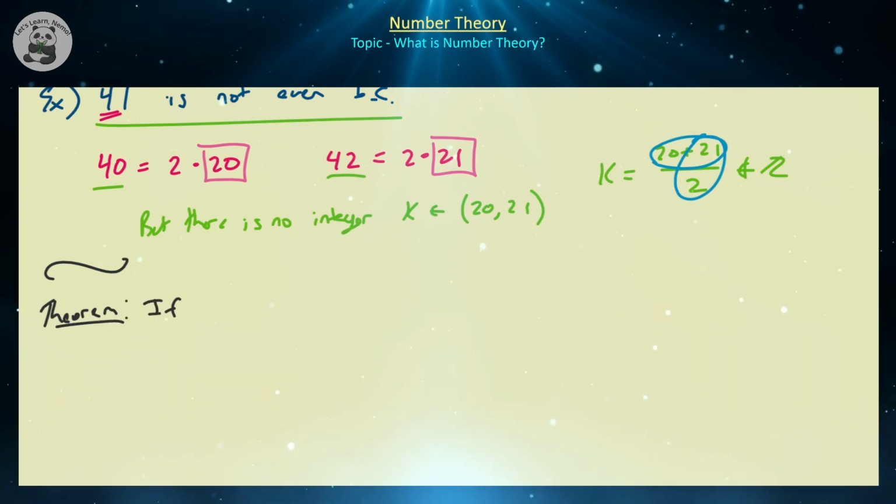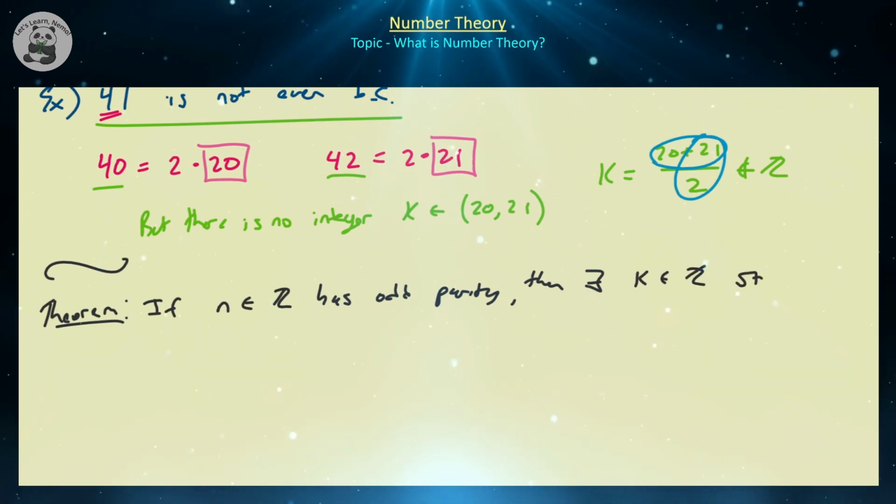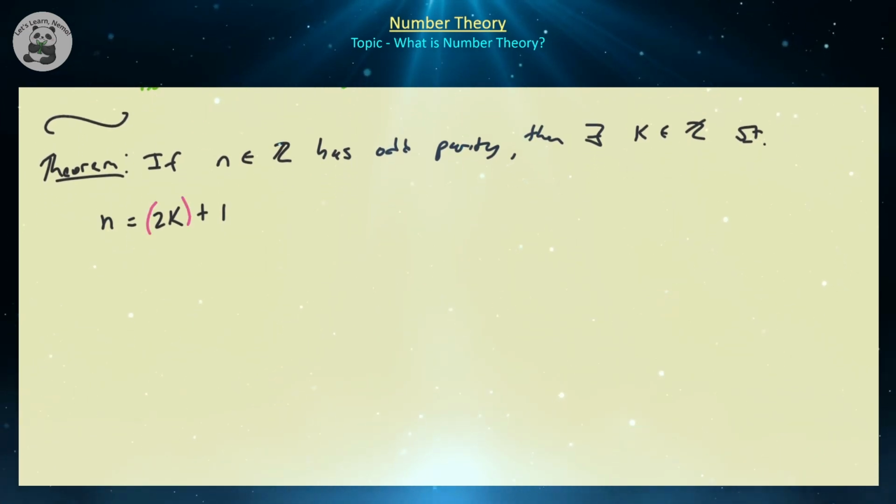So if n is an integer that has odd parity, then there exists some integer k in the set of integers such that n can be represented as an even integer plus 1. Right? Because if it oscillates every single integer, even, odd, then if you take an even integer and add 1 to it, you should get an odd integer back again.